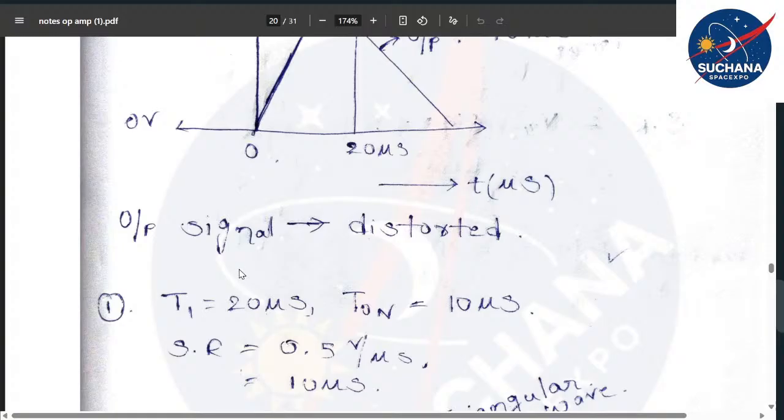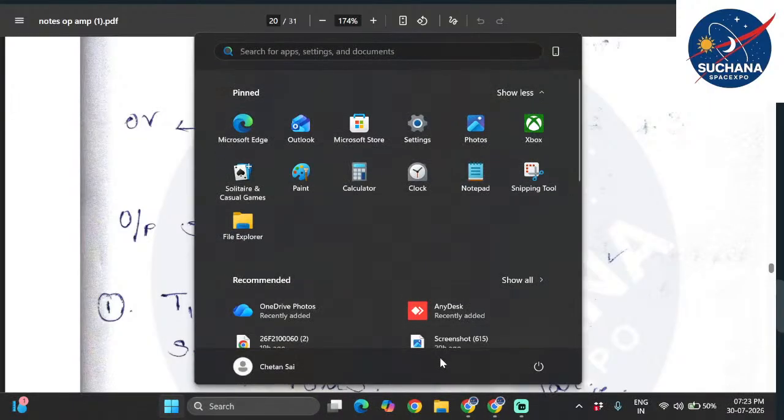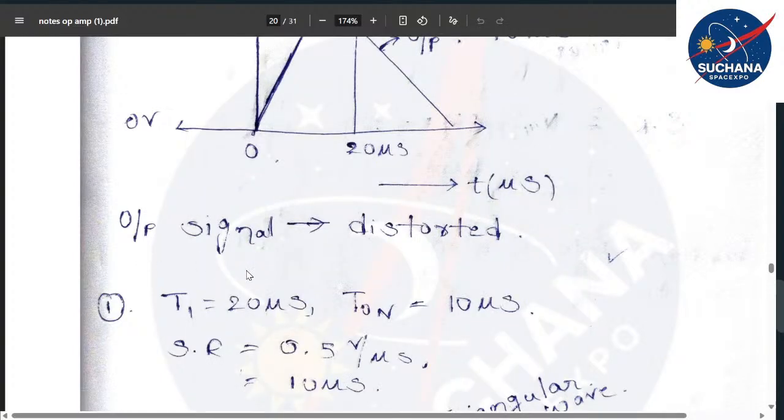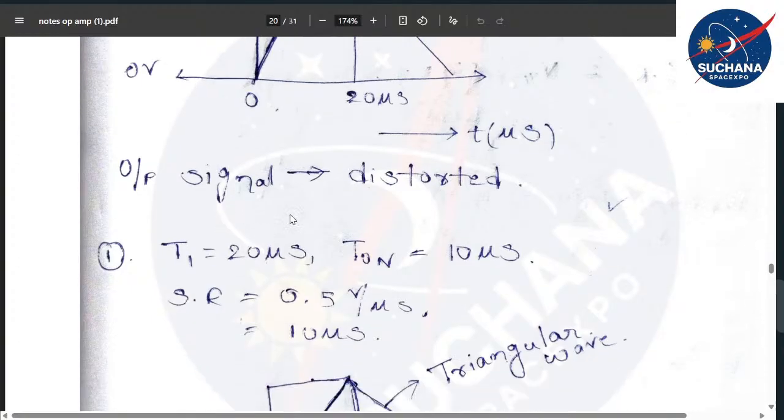So the important thing here is that the output signal is now getting distorted. Do you agree with this statement or not? The output signal is getting distorted. Everyone agrees? Hello. Distorted. Guys, I request you kindly to please respond, or else I will end the session, because if you do not respond, I cannot explain. So the output signal is now getting distorted.